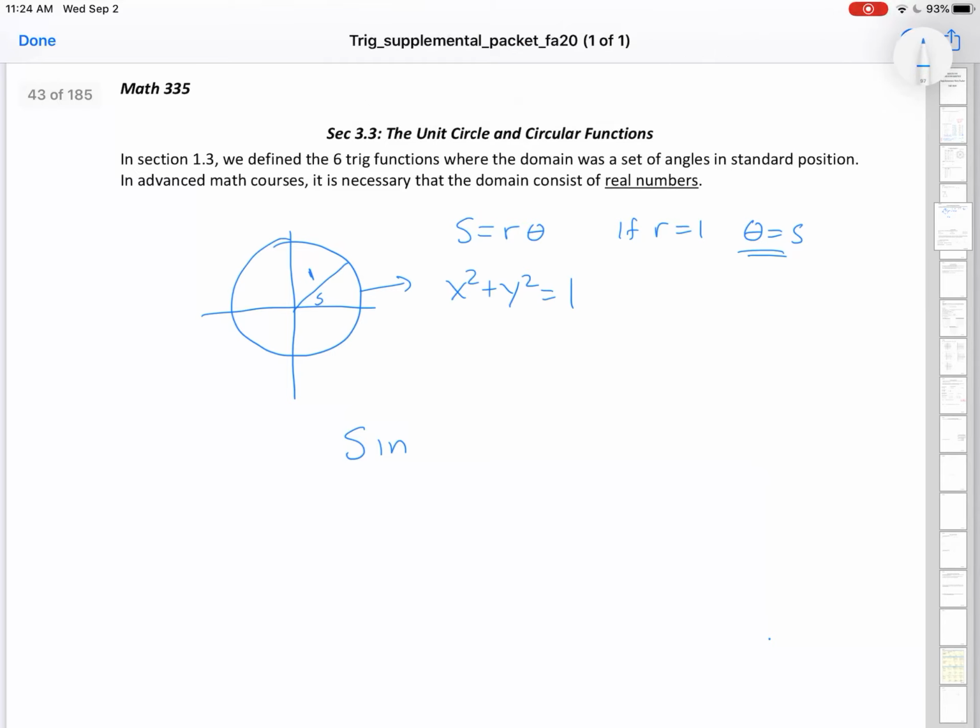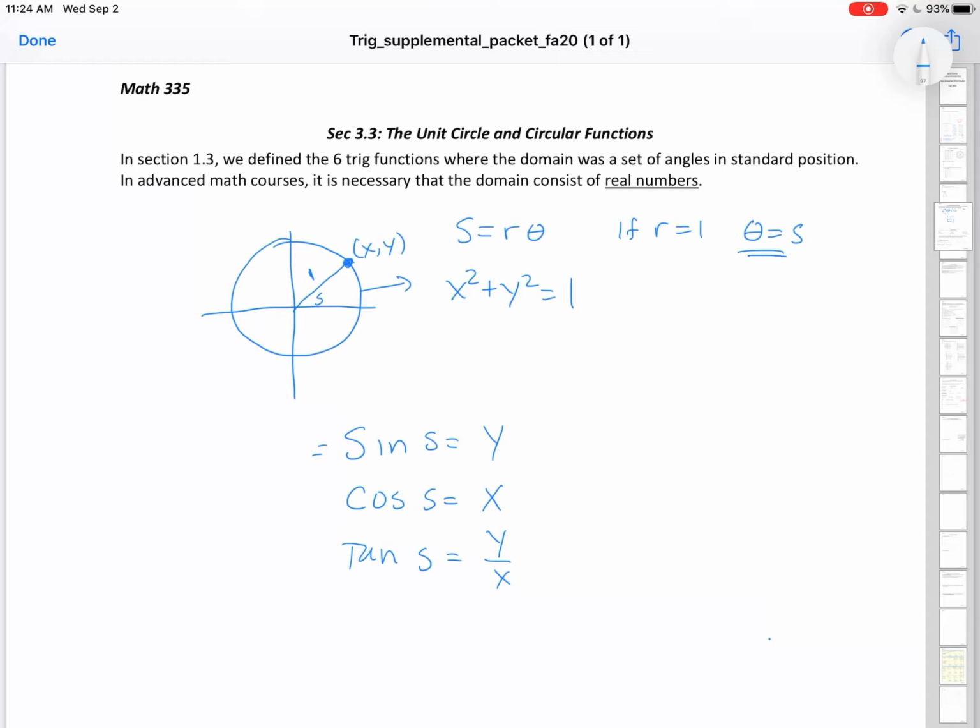So if this is s, the sine of s is just equal to the y coordinate of the point (x, y) on the terminal side. The cosine of s is equal to x, and the tangent of s is just equal to y over x. As you know, it's sine divided by cosine. And so it's very nice to have these associations that sine corresponds to y, cosine corresponds to x, and the unit circle just stresses that.